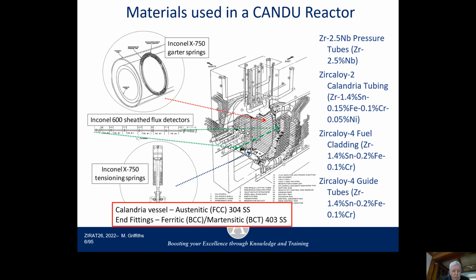The calandria vessel, which is this big tank here, is austenitic 304 stainless steel, and the end fittings, which are what holds the fuel channels to the zirconium pressure tubes within the core, are made of ferritic martensitic 403 stainless steel.